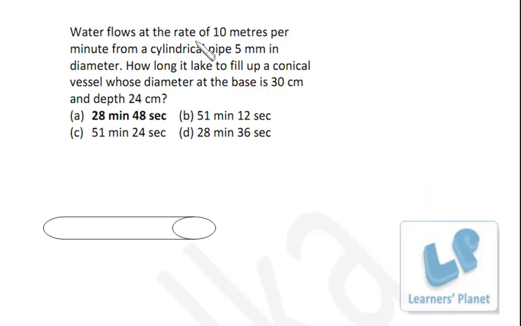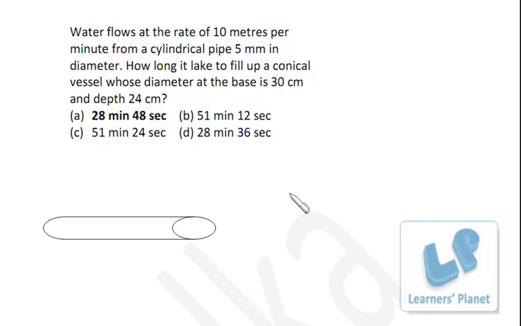Water flows at the rate of 10 meters per minute from a cylindrical pipe 5 mm in diameter. How long does it take to fill up the conical vessel whose diameter at the base is 30 centimeter and depth 24 centimeter, right? So what we have to do, see, this is a cylindrical pipe and the volume in 1 minute, I suppose it will take n minutes, right? And volume of 1 minute is what?